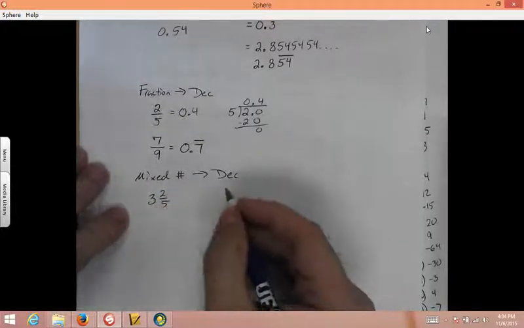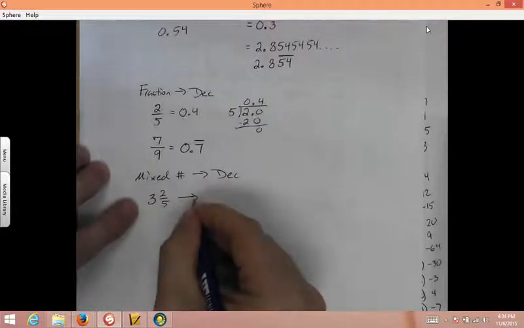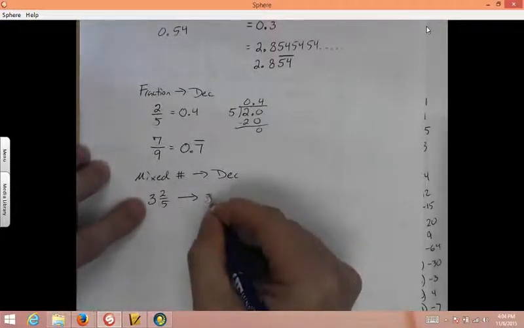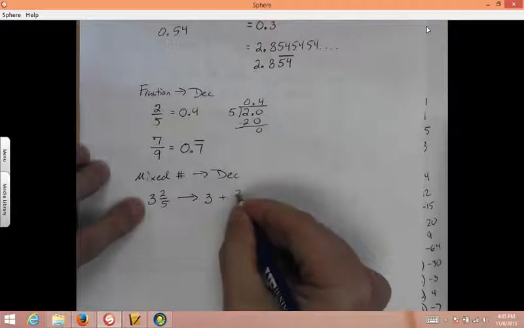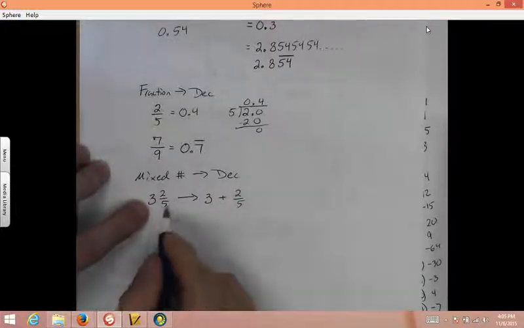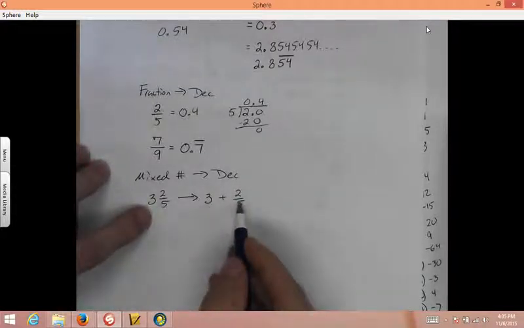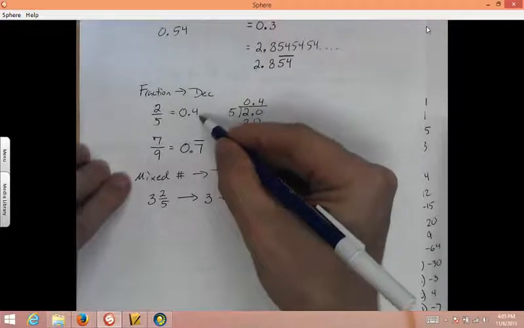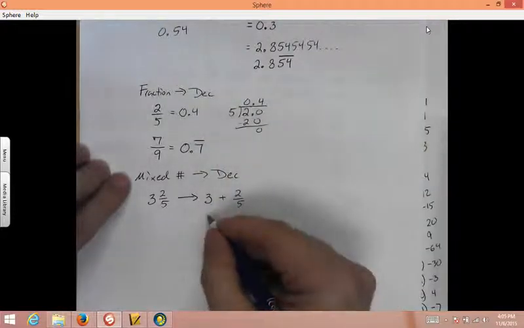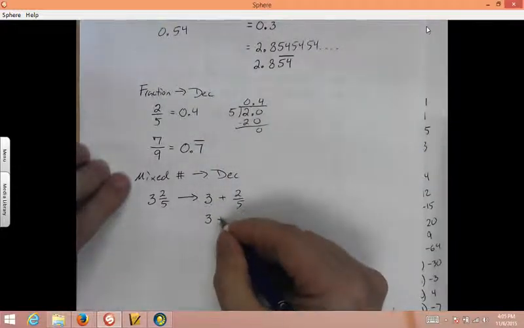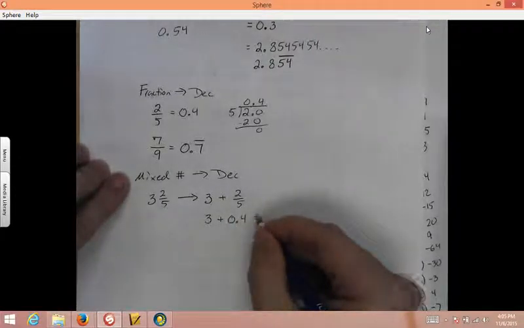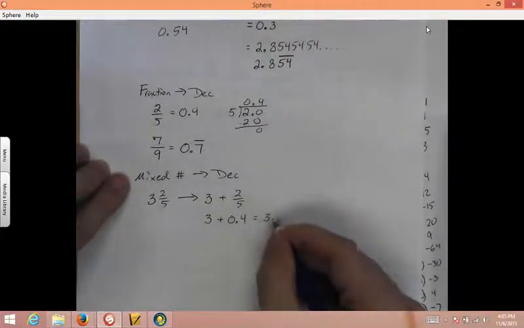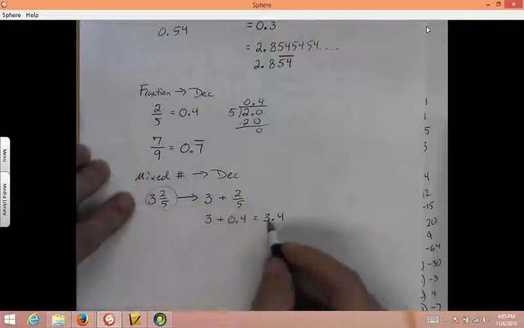Now in order to do this, I am going to separate the 3 and the 2/5. It makes sense, 3 2/5 is the same thing as 3 and 2/5. In the calculator, I already typed that in, and we got 2/5 equals 0.4. So this is the same thing as 3 plus 0.4, and when I add that together, it becomes 3.4. So 3 2/5 equals 3.4 as a decimal.